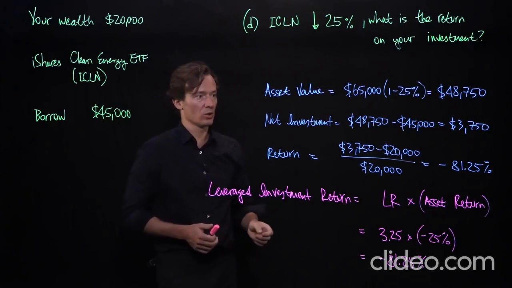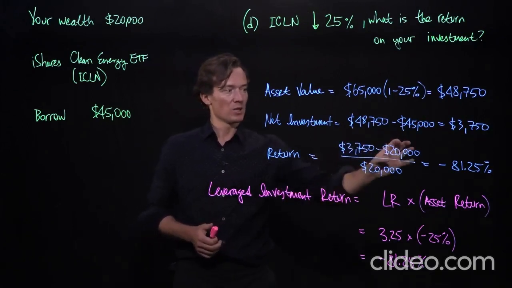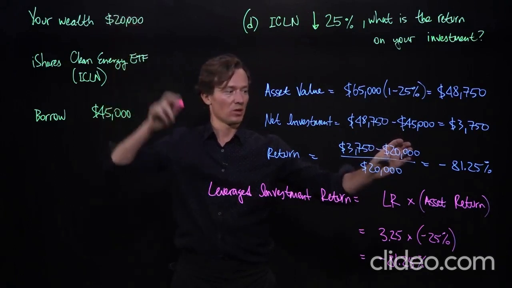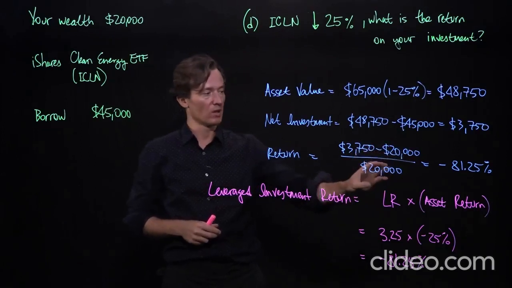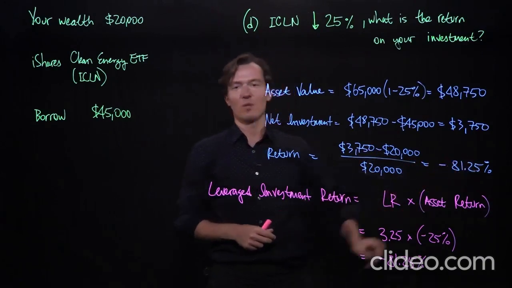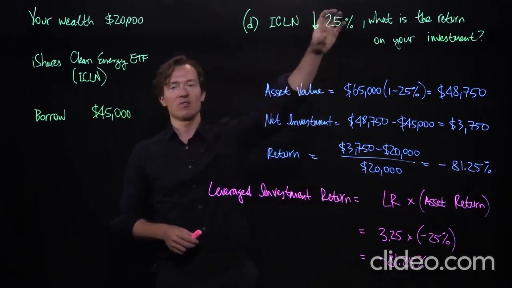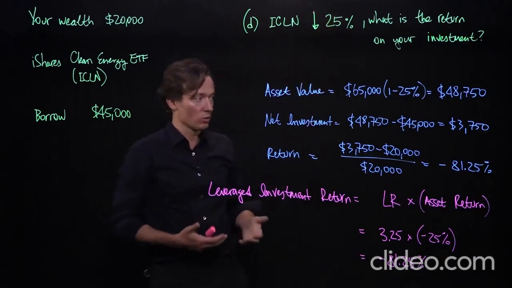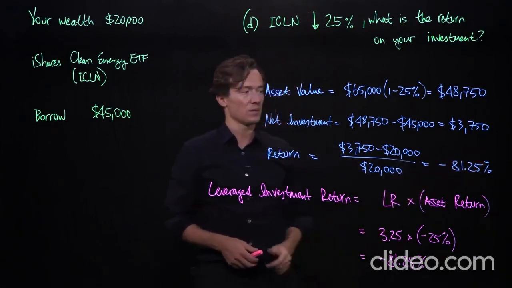And now we can compute the return. So the return is your net investment minus your original net investment, so your initial wealth, divided by, again, your initial net investment of $20,000. This is negative 81.25%. So if the value of this ETF declines by 25%, your return on your initial investment is negative 81.25%.